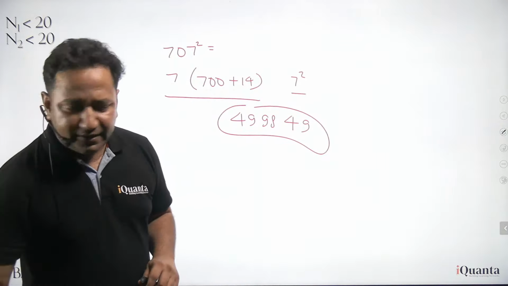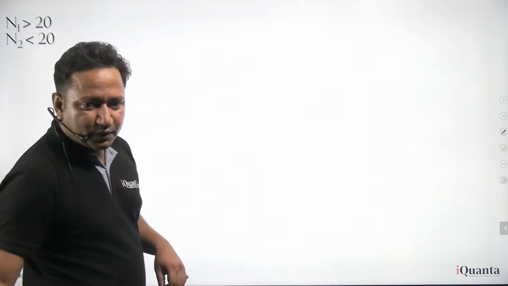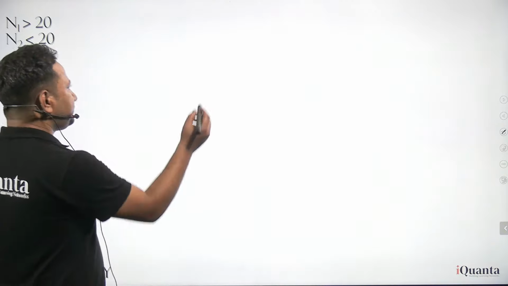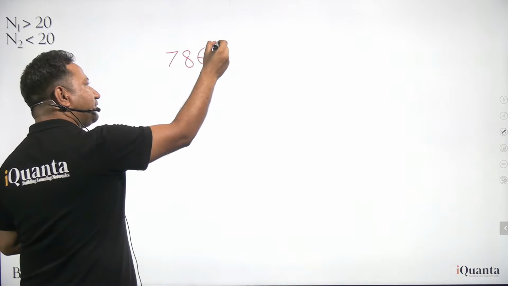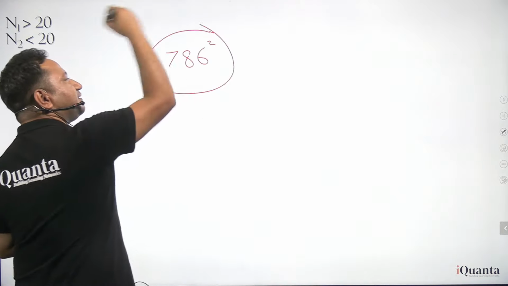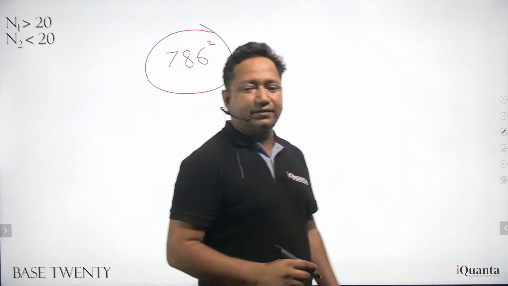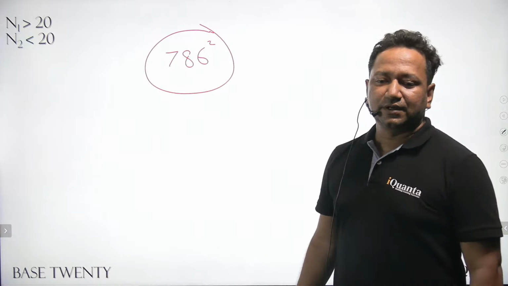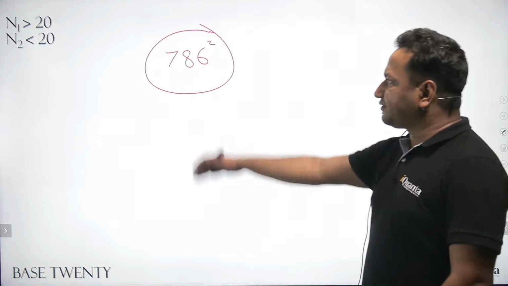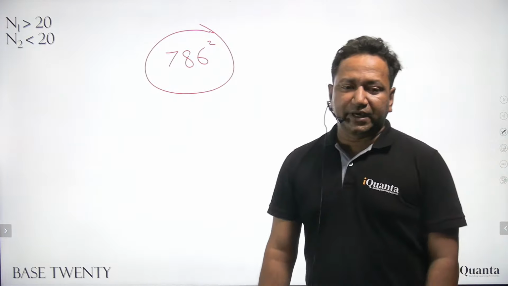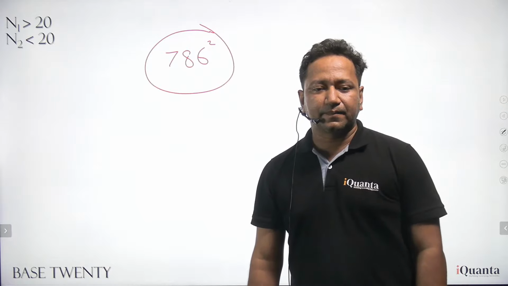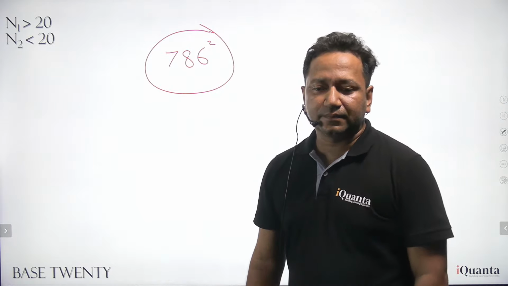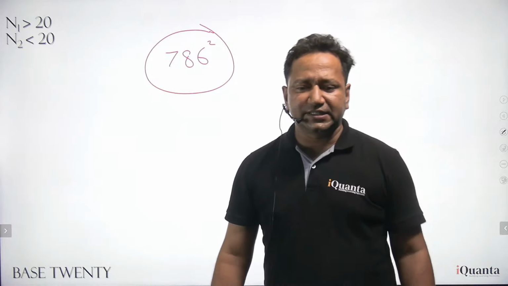Okay, let us do a difficult one. Square of the number of God, 786. 786 square. How to find that? Now tell me what will be the base of this? The base of 786 will be what? Manu, there is no limit.